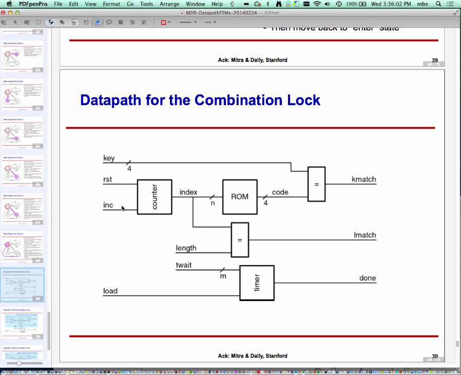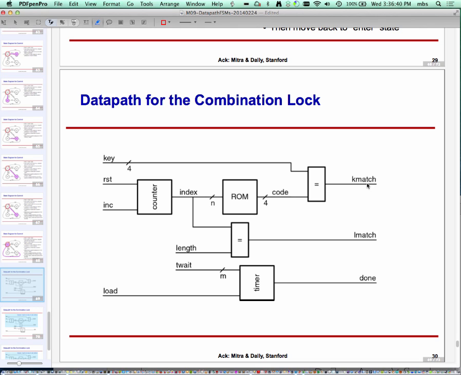Every time a key is pressed, I am going to increment the counter, which counts how many keys have been pressed. I have an L match coming out of this equality comparison, and every time a new key is pressed, this index goes up. Whenever we start out, index is 0, so I'm looking at the first entry of my memory. Then a key is pressed, index goes to 1, and so on. So I'm walking down this ROM. The output here is the current value of the code, and I'm going to compare this against the key and then use that for K match.